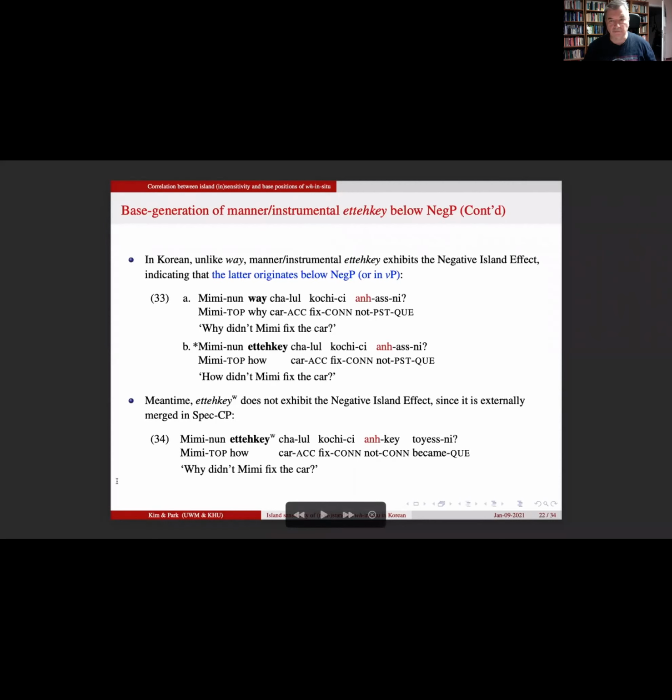In Korean, unlike the double-edged adjunct where, standard manner or instrumental 어떻게 exhibits the negative island effect, as in 33b. 미미는 어떻게 차를 고치지 않았니? Which is ungrammatical. This indicates that unlike the double-edged adjunct where, manner or instrumental 어떻게 is base generated below negation phrase. Meanwhile, non-standard 어떻게 does not exhibit the negative island effect, just like the double-edged adjunct where, since it is externally merged in SpecCP. So example 34, 미미는 어떻게 차를 고치지 않게 되었니? is okay.